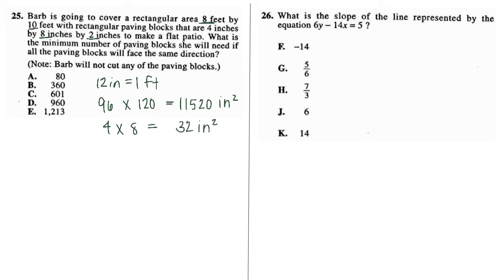Now, some people may ask, well, what about the 2? But this was really giving us all the different sides, and we don't need how tall that brick was. We just need the length and the width of the brick. And so here we go ahead and we need to divide those. So 11,520 divided by 32 is going to give us 360. So now we have our answer. So be careful, make sure you know those conversions.